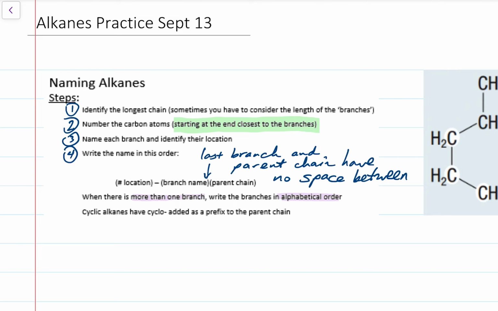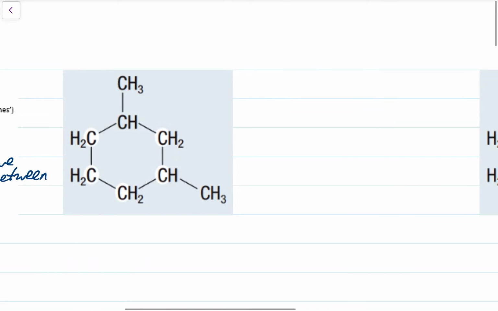Then, of course, we have those cyclic alkanes, and if they're the parent chain, sometimes they can actually be an alkyl group, and I can go through some examples. But if they're the parent chain, then we add the word cyclo as a prefix to the parent chain name. I'm going to jump to this one here.